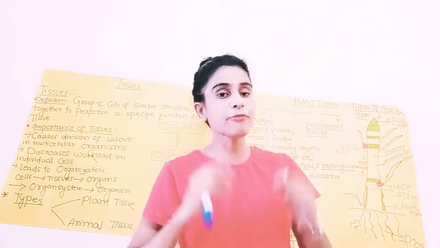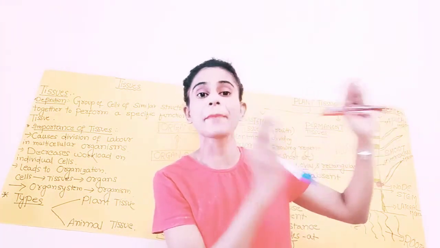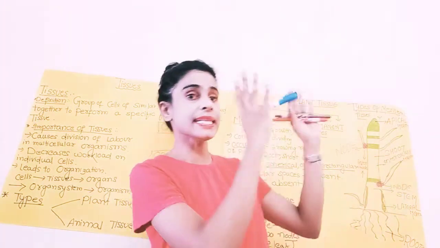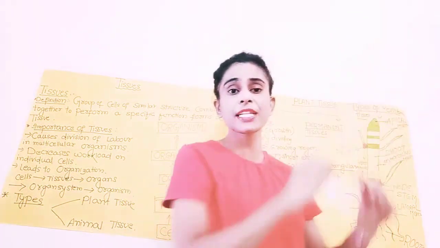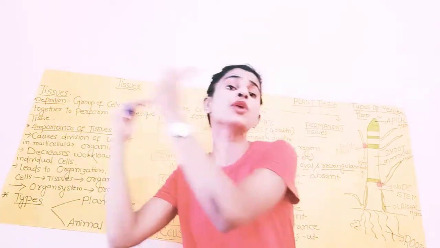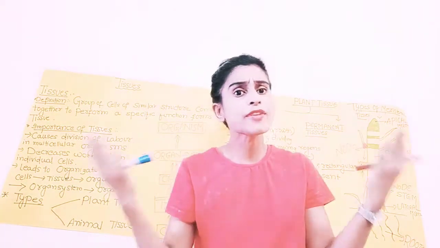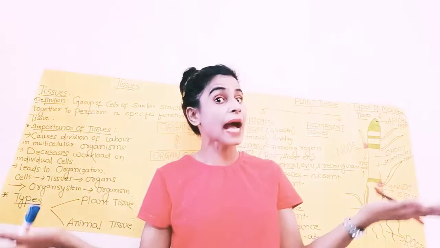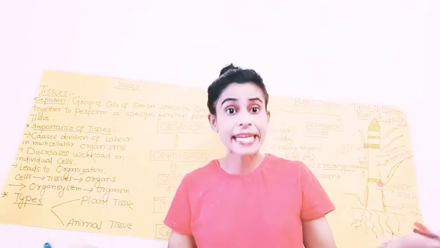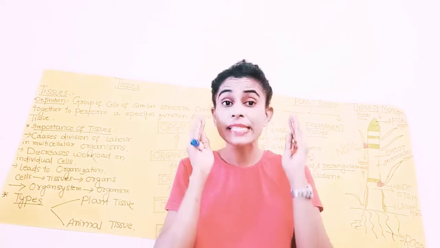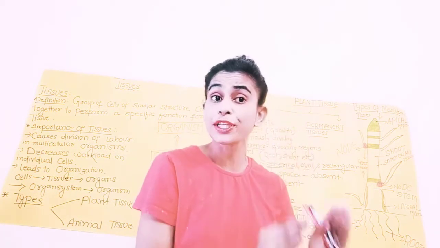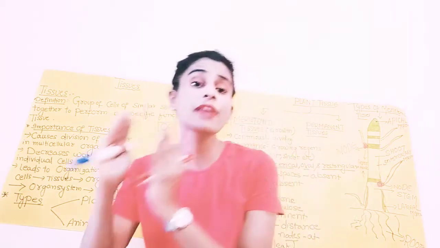In the same way, we have divided the cells and made them a group. This group is going to do respiration, this group of cells is going to do digestion, this group of cells is going to do excretion. The work will be easier, the cells will become happy, their workload will be decreased. Yes, so that's why there is the need of tissue for division of labor.